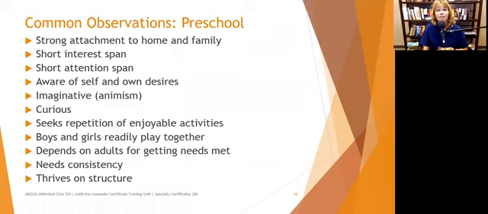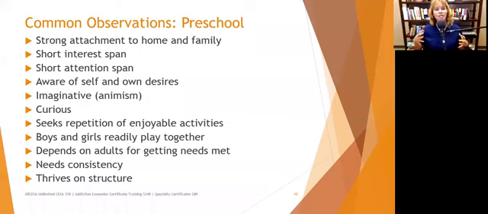They're still dependent on adults for getting their needs met. They need consistency and thrive on structure. Now, some children need more structure and prefer more structure than others, but they do need somebody, a parental figure, a caregiver, to set limits. Even if you're not providing a whole lot of structure, they need somebody to set limits and to say, you need to take a bath, you have to eat your supper, and make sure that they're doing what they need to do to grow into healthy, happy adults.